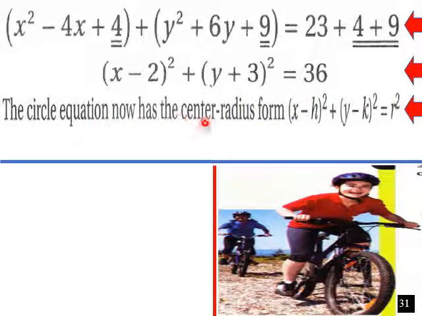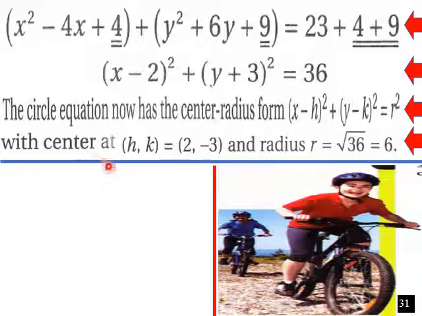The circle equation now has center radius form, (x minus h) squared plus (y minus k) squared equals r squared. So with a center at (h, k), which would be (2, negative 3), the radius would be 6.